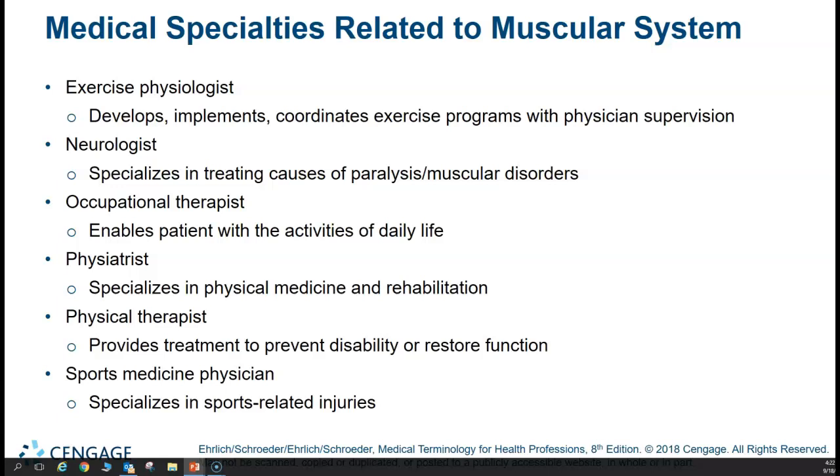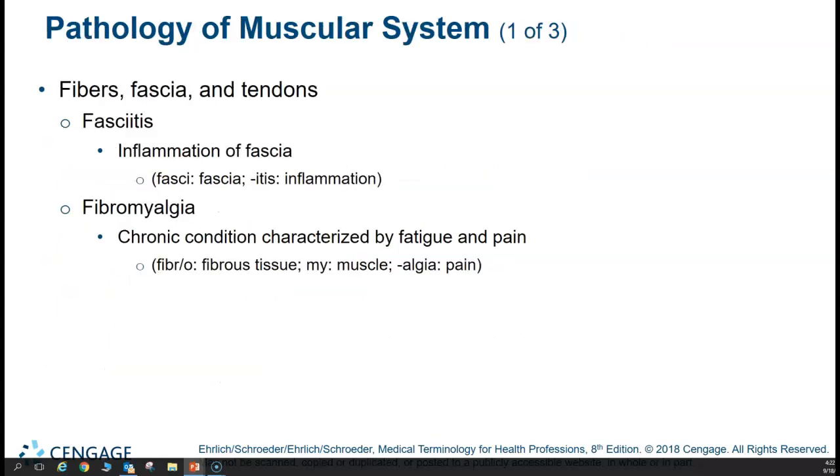Physical therapists, on the other hand, help treat and prevent disability or restore function. So after a knee replacement, we would go to the physical therapist to help us build those muscles up and restore that back to the function that we once had. And sports medicine, again, they're going to be working specifically with sports teams or sports-related injuries. Different terminology that you're going to see.